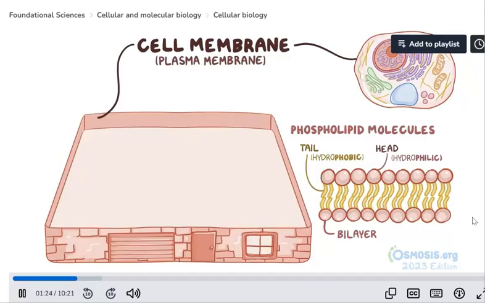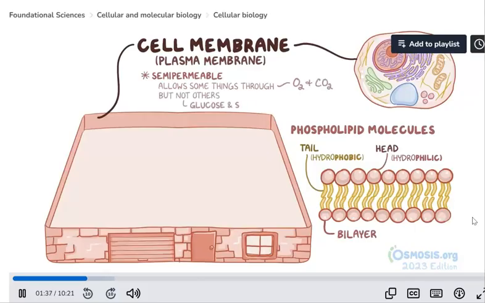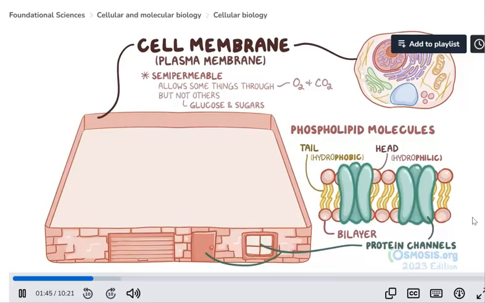So the plasma membrane forms a wall with water on both sides. This wall is semi-permeable, meaning it allows some things to go through, like oxygen or carbon dioxide, but does not allow other things through, like glucose and sugars. Fortunately, we have the doors and windows on this apartment, and they're made of special protein channels that are essentially tiny tunnels through the phospholipid bilayer. These channels allow water and specific ions like sodium and potassium to come in and out of the cell.